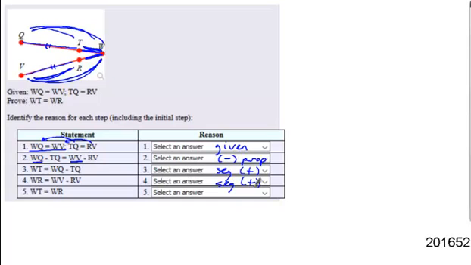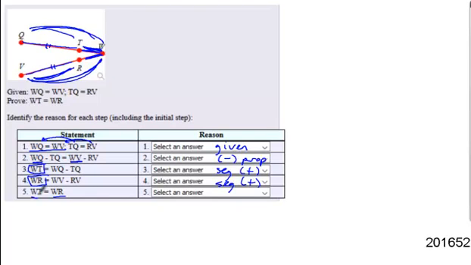And then that leads me to my final statement, WT equals WR. So I'm either taking some equation, I'm subtracting values from both sides to be left with this, or I can look to see is it part of substitution. So I'm looking for WT and WR earlier in my proof. So here's WT, and here's WR. Okay. So when I look at those, do I find that they are equal to the exact same thing earlier in my proof? They are not. Okay, so it's not transitive property.